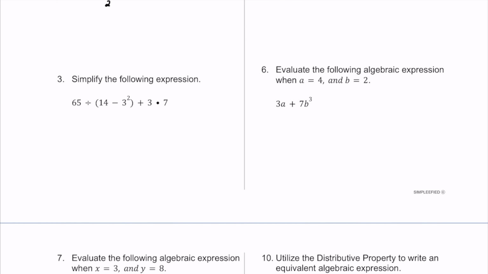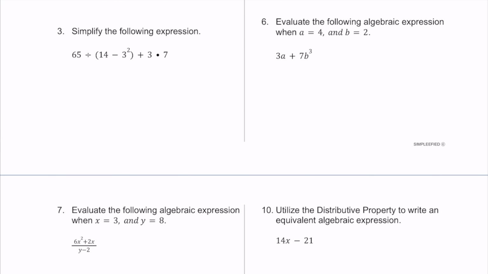For number 3, it looks like we have another numerical expression here. So evaluate or simplify, however you want to think about it is fine. We got to follow the order of operations again. Let's go ahead and look inside the parentheses. Looks like inside the parentheses we have a power. So let's go ahead and solve that first. So we have 65 divided by the quantity of 14 minus, and then 3 squared is 9. And then we're going to add the product of 7 and 3.